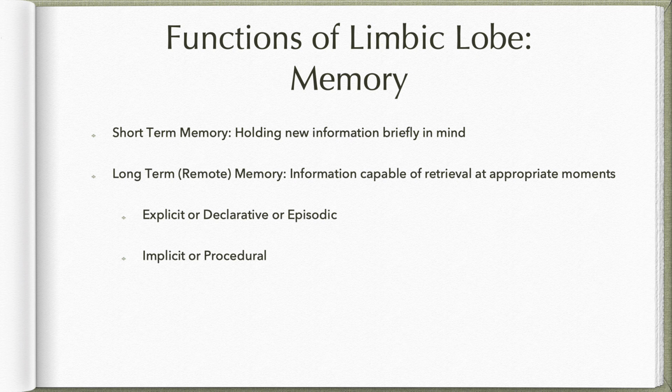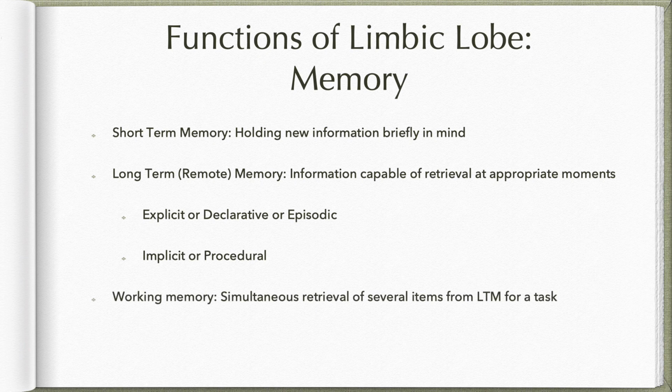Contrary to this, we have long-term or remote memory. Here information is stored so that you are capable of retrieving it at appropriate moments. Two types are there: explicit or declarative memory, which is verbally expressed. If you're expressing it autobiographically, narrating an experience, it's also called episodic memory. Or it could be implicit or procedural memory, which is the memory of performing a motor skill.